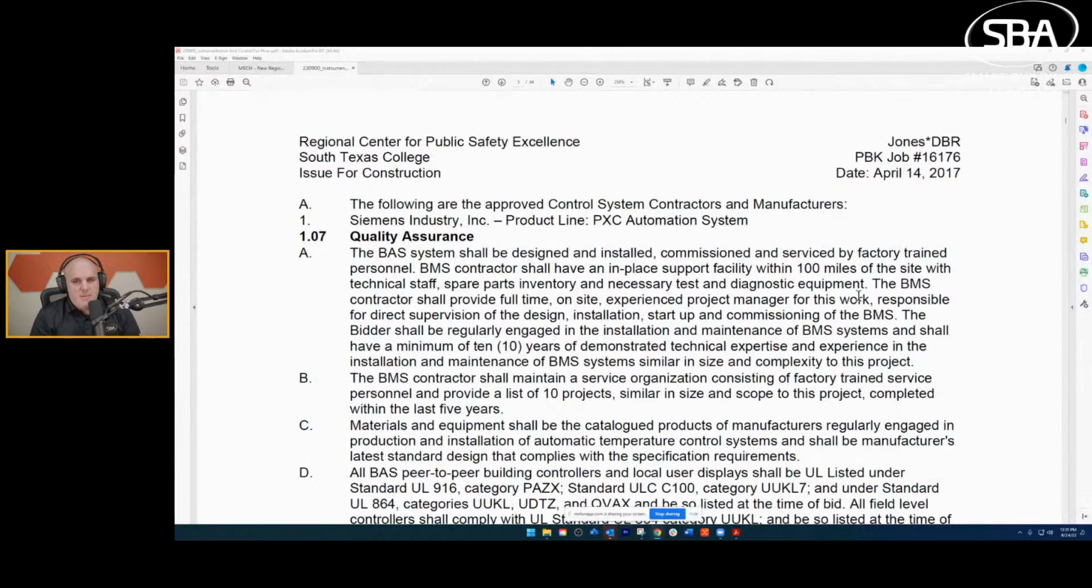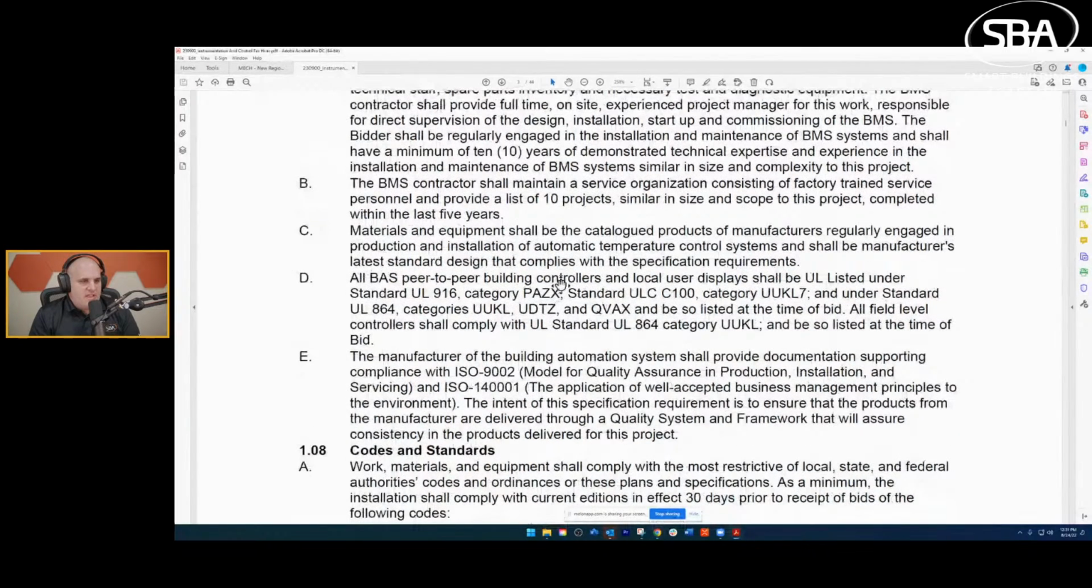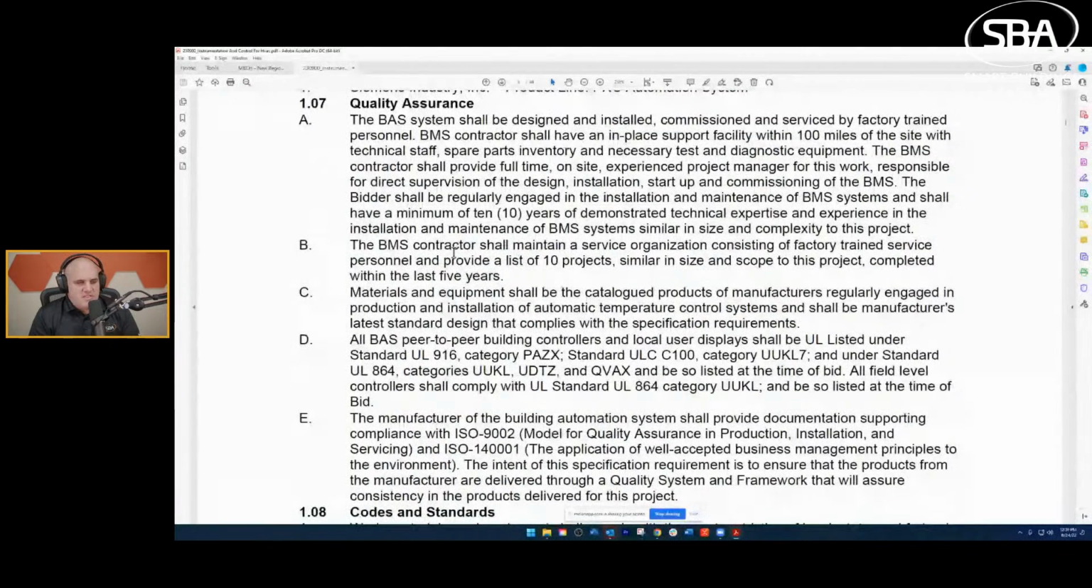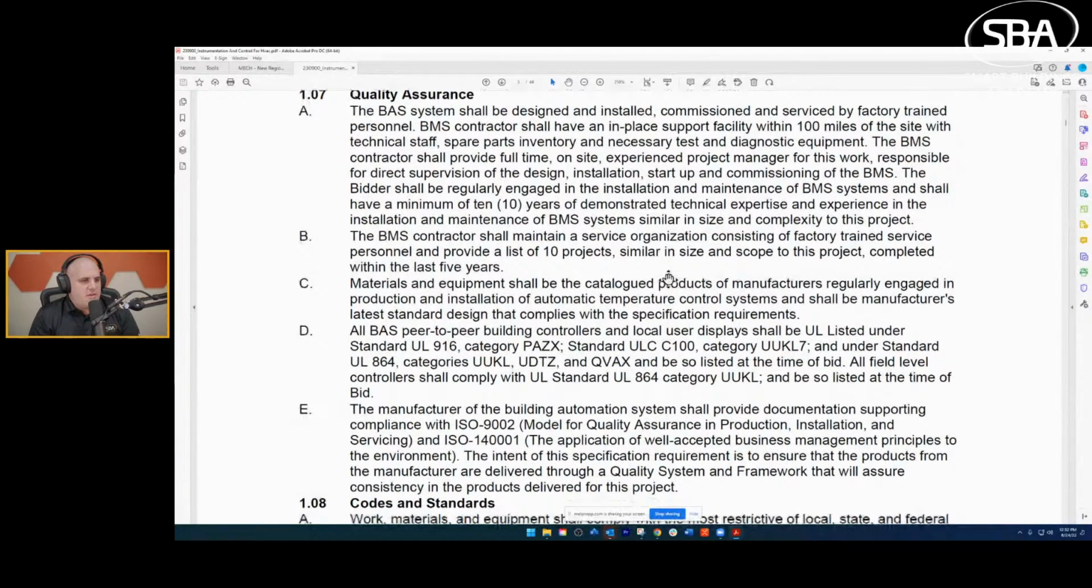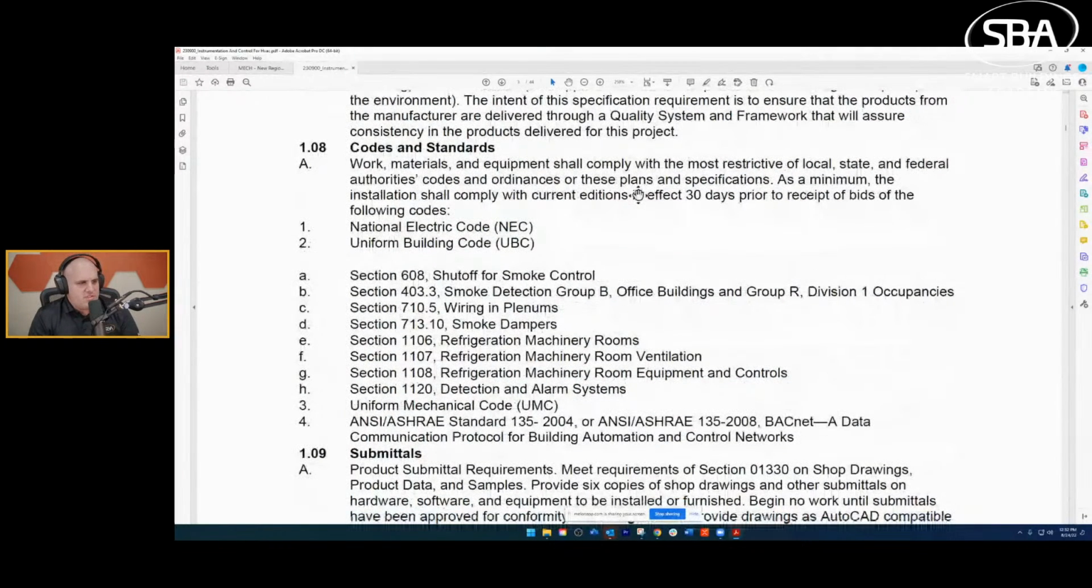And also we'll maybe get to deductive alternates a little bit later in this episode. Quality assurance. I mean, basic stuff, right? People need to have a service organization, list of 10 projects. This is standard stuff that gets put in to try to exclude the smaller businesses. You can meet it. It's not too terribly difficult if you've been in business for a couple years. Some standard stuff around UL categories, some standard stuff around ISO, some standard stuff around codes.